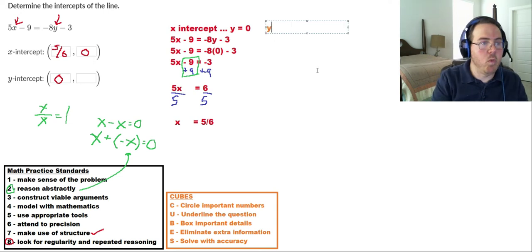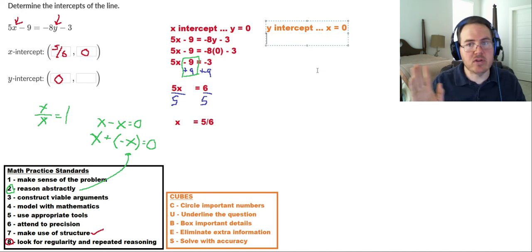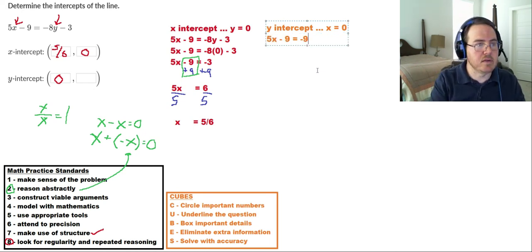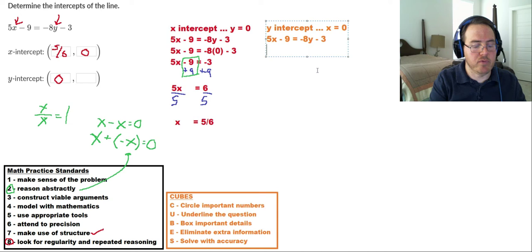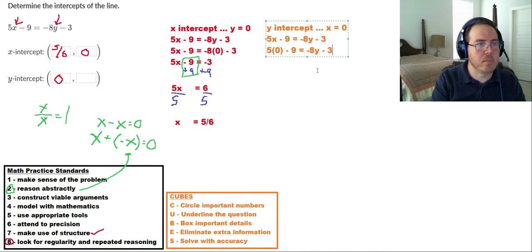Let's go ahead and find the y-intercept. That's when x equals 0. So we write up the equation just like we did before. 5x minus 9 equals negative 8y minus 3. Only this time, we're going to put a 0 in where the x would have gone. So that'd be 5 times 0 minus 9 equals negative 8y minus 3.